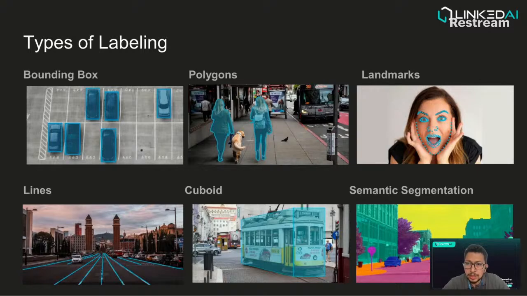And after that, we have lines, which are also used mostly in autonomous driving to select the lines on the road and can help in this kind of case. Also, we have cuboids, which are really used in autonomous driving to get a more 3D approach to where the objects are.